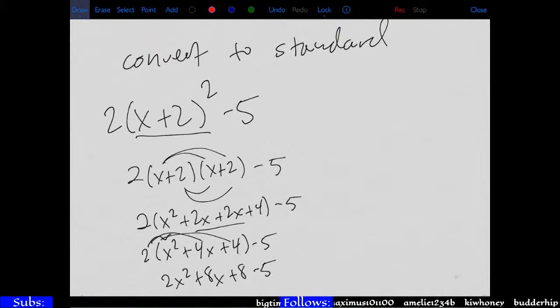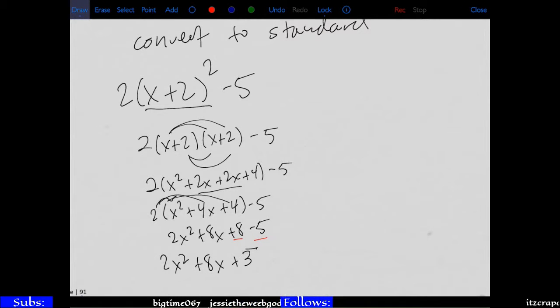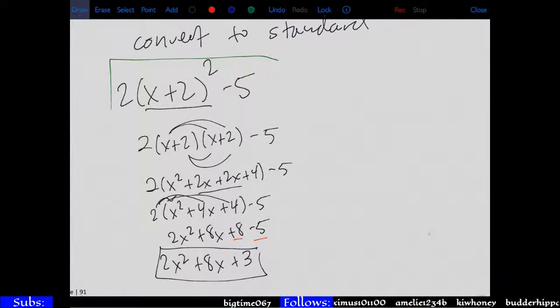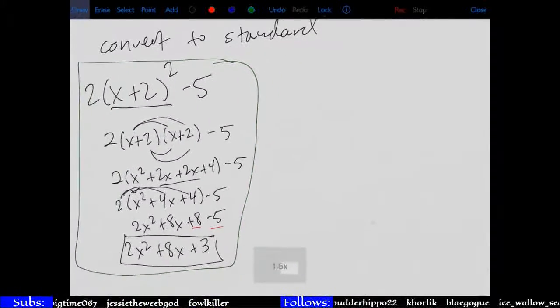And now we can combine our 8 and negative 5. So we get 2x squared plus 8x plus 3. There is your standard form. Easy as that, converting to standard. There's one example, from vertex to standard. Let's do it from intercept to standard.